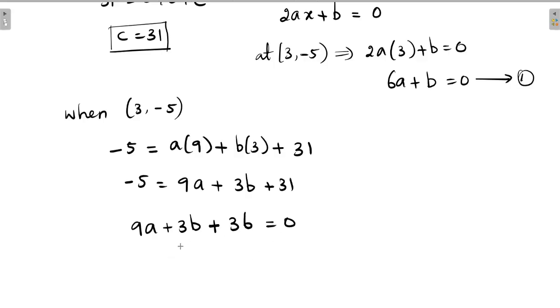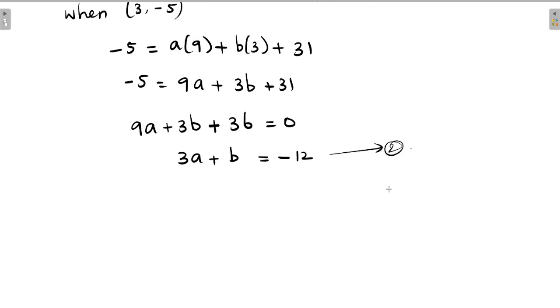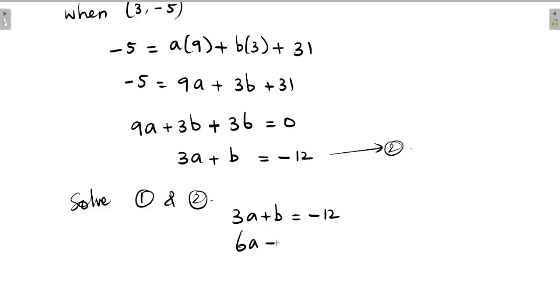Let's divide by 3 throughout the equation. So 3a plus b is equal to minus 12, because the first equation is also there. We found the two equations. Let's solve them. So 3a plus b is equal to minus 12 is the second equation, and the first equation is 6a plus b equal to 0.